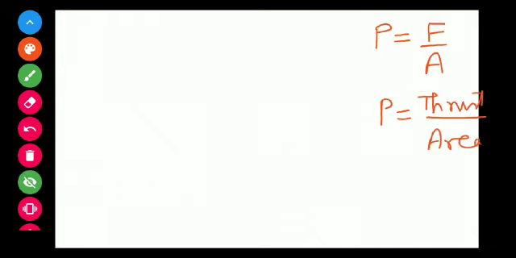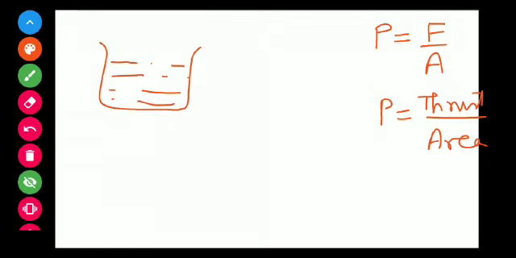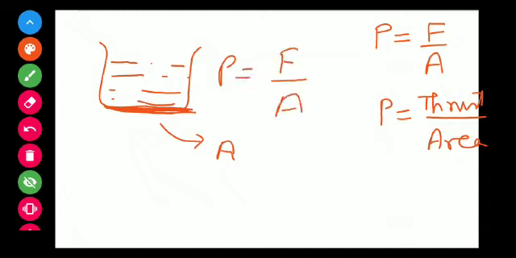upon area. Now consider a liquid column. This is your container, and this is your liquid. So what is the pressure of the liquid at this area? Suppose this area is equal to A. Pressure on this area is equal to force upon area. This is the formula of pressure.